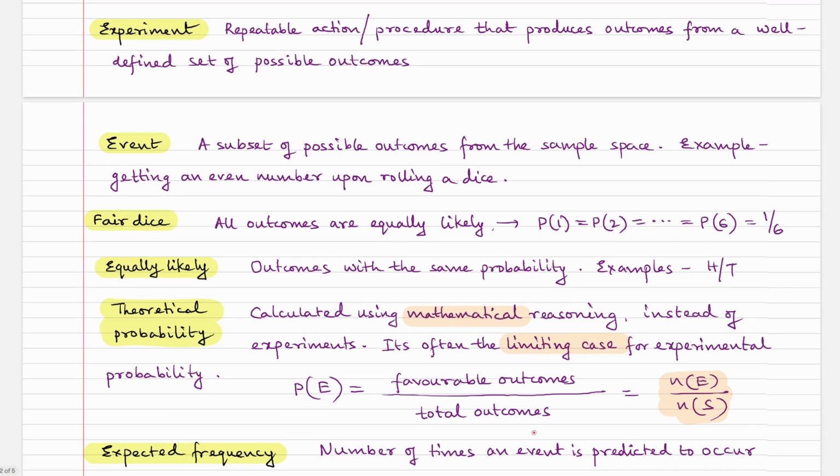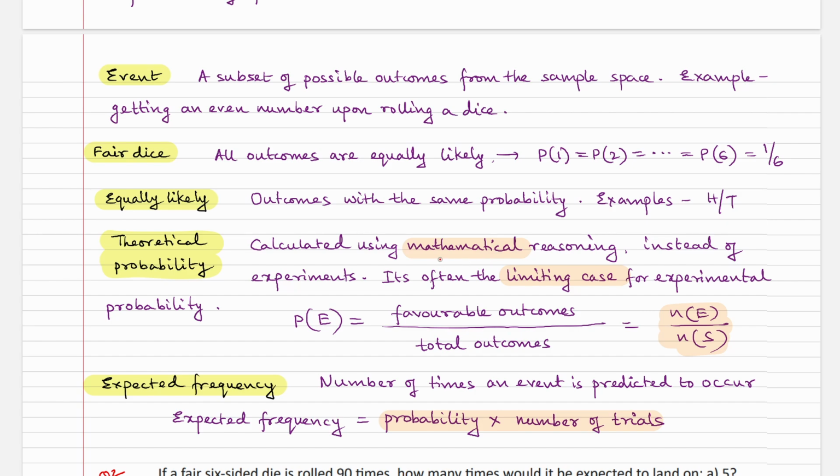Now let us understand what theoretical probability is. Theoretical probability is calculated using mathematical reasoning instead of experiments. So basically you are looking into the logic of how the experiment functions and based on that you make a prediction of what the probability of a certain outcome could be. That is theoretical probability. When you are going to the field and actually conducting the experiment, that is known as experimental probability.